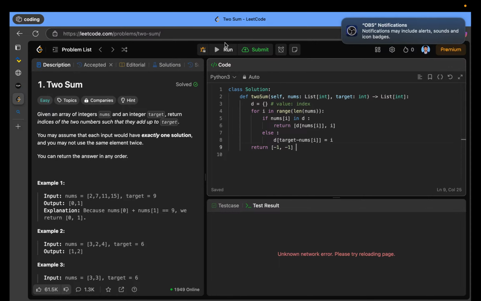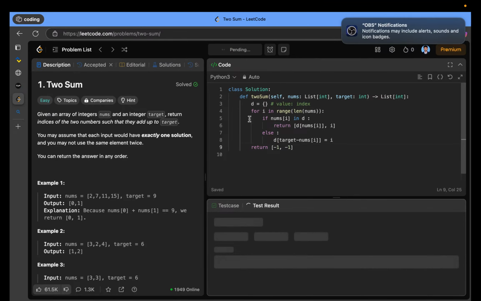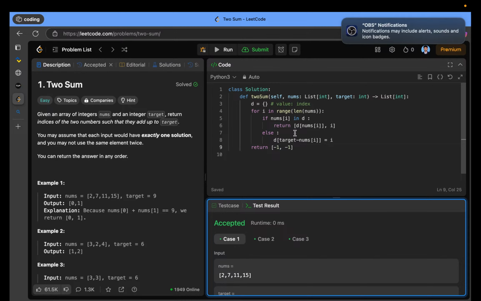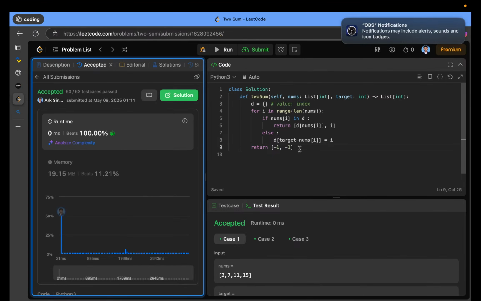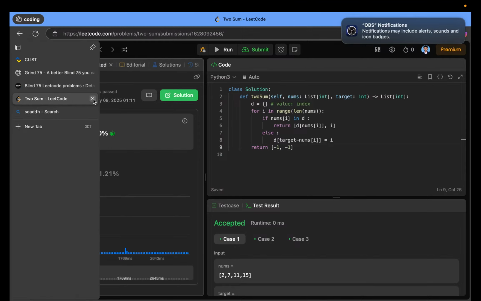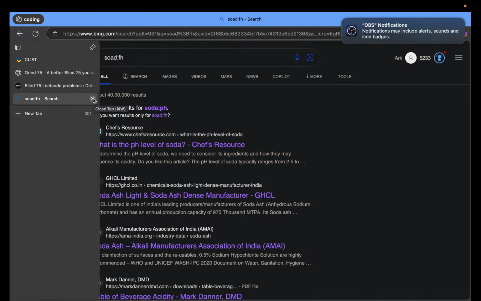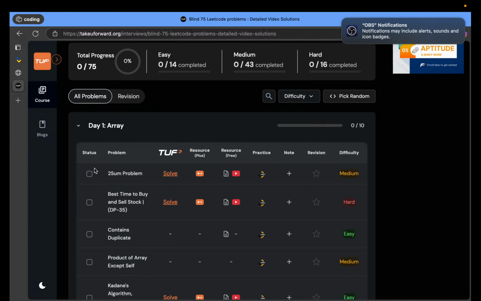So let's see, will this work or not? Okay, it is working. Nice, this is the solution. It was really easy because I've done this question many times, more than six or seven times. That's why it was easy.